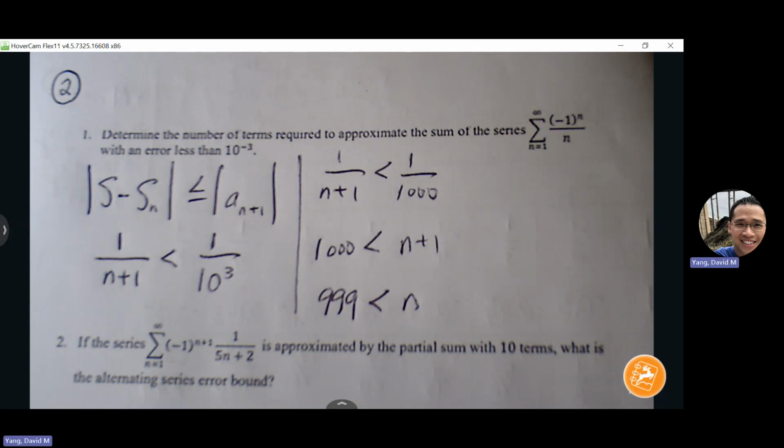So a lot of these problems, what we're doing is just looking at the first unused term, and that is giving us the error of the current partial sum. All right. Any questions from any of these homework and classroom problems?